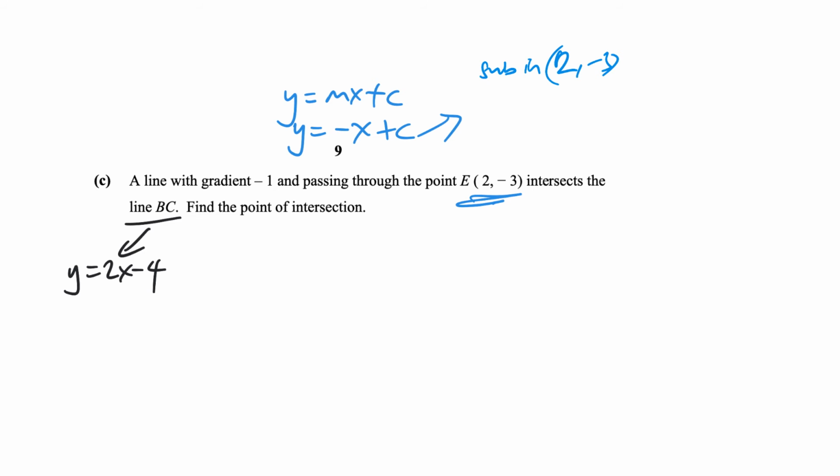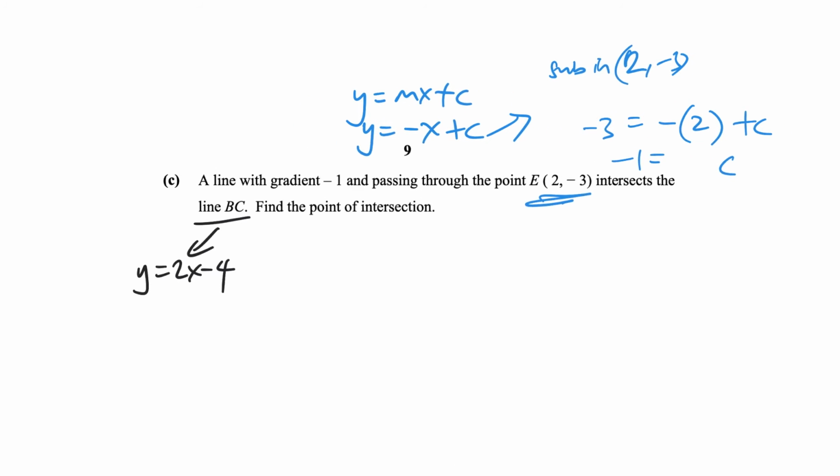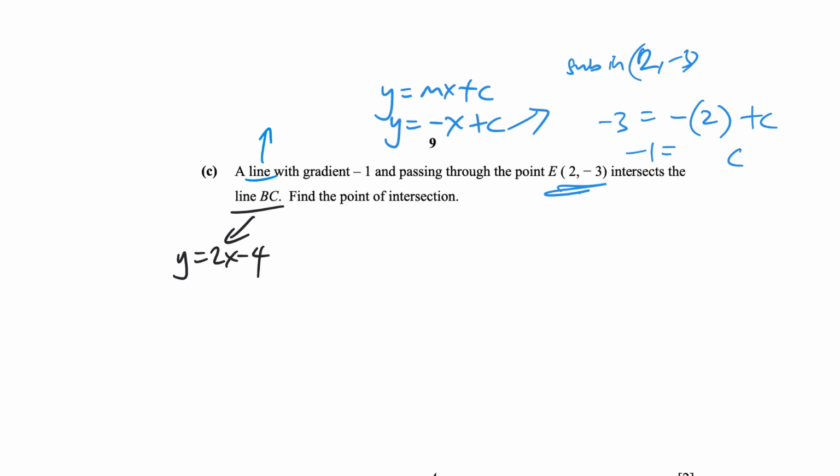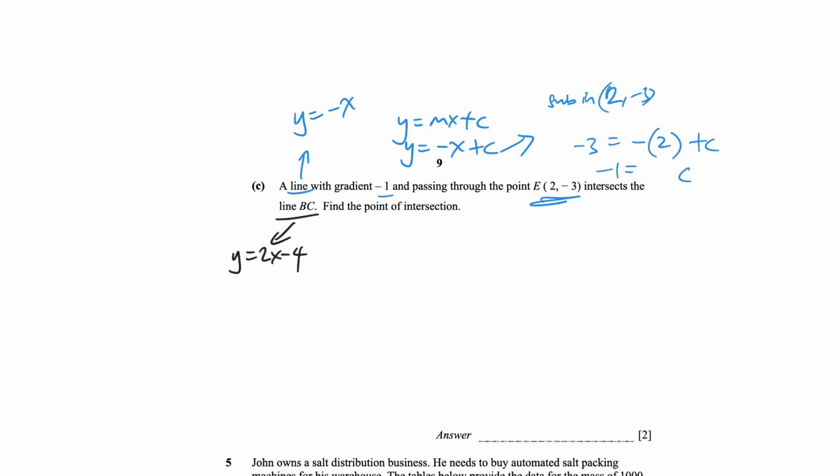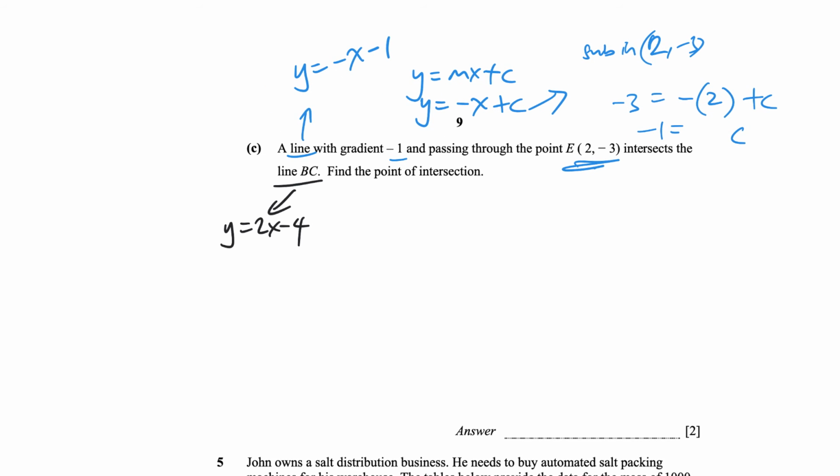So we can say when y is -3, x is 2, plus c. You can see c equals -1. So this line is actually y equals -x minus 1. The gradient was -1, c is -1. Find the point of intersection.